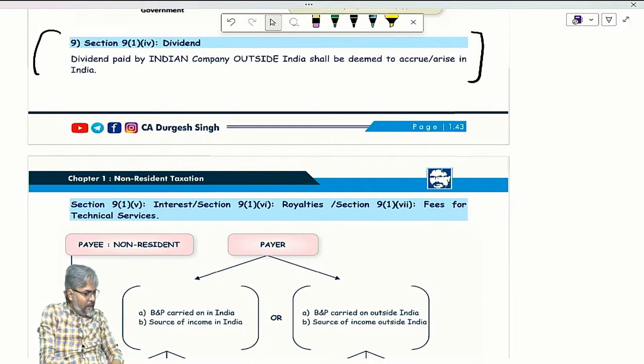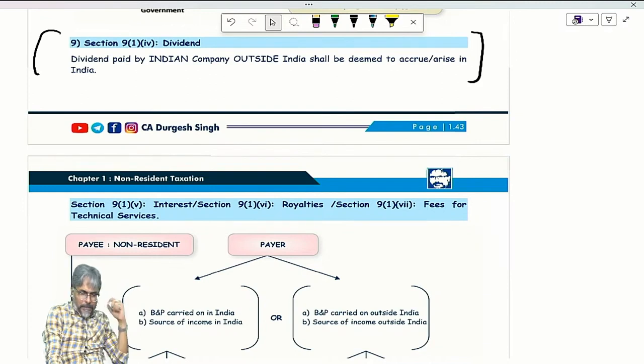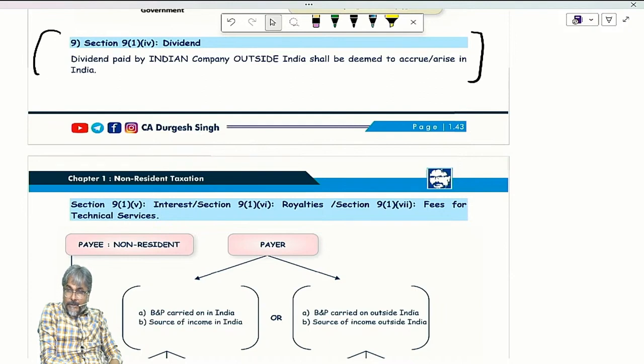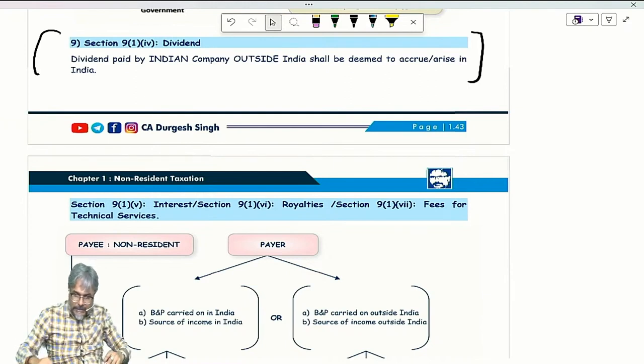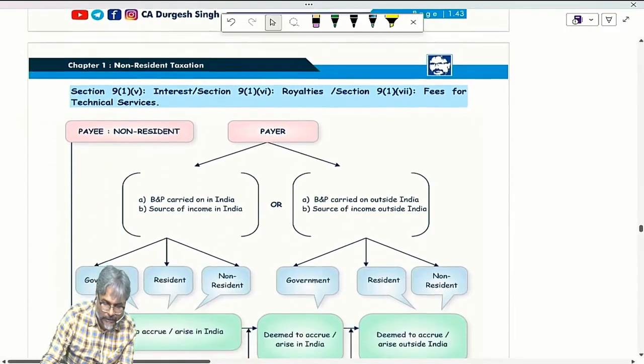Yes. What about the dependent agent? What is the first activity of the dependent agent? He should play a principal role which should lead to the conclusion of the contract. All agree? Play a principal role which should lead to the conclusion of the contract. That is what point number one was all about. I hope that all of you are clear with this one. Fine, students. So this is how things have to be looked upon.